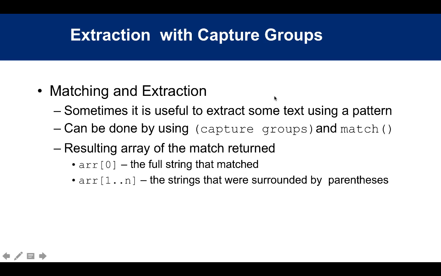Now, so far we spoke about matching, but another thing you could do with regular expressions, you could extract values from using a regular expression. And this can be done by using something called capture groups and the match method. And when you do this, and we're going to see an example in a minute, the way it works is that you call the match on the expression, and match returns an array. The first element or the 0th element of a result is going to be the full match, and then the following elements in the array are going to be the extraction groups, the capture groups.